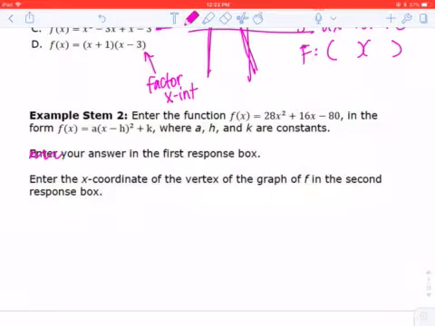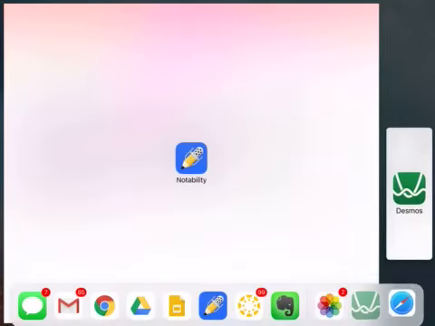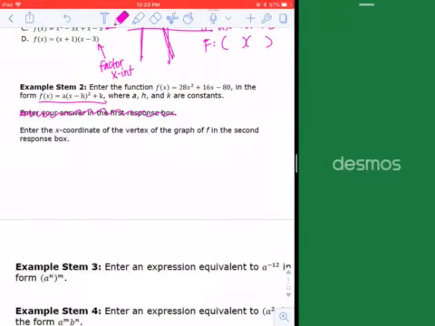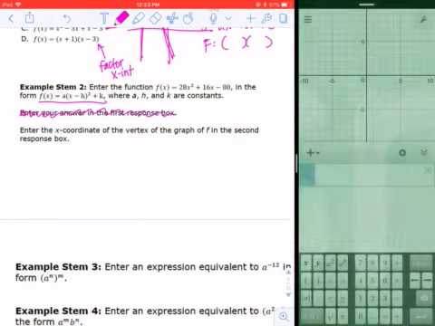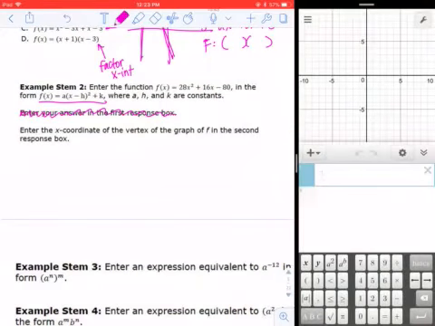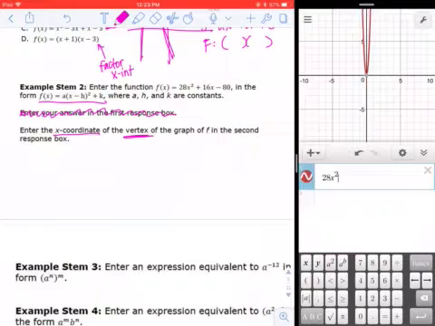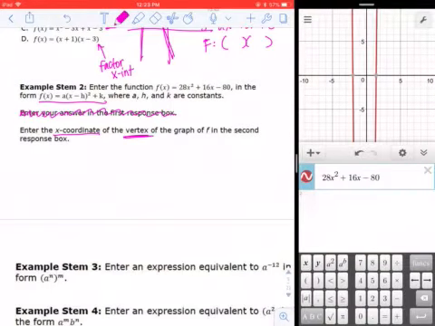Skip the first one here, where we have to enter the function like this. That's not super necessary for us right now. But I am going to have us do the second one. So I'm going to use Desmos because I know that's going to be available to me. It says enter the x-coordinate of the vertex of the graph. So I'm going to go ahead and type in 28x squared plus 16x minus 80, right?